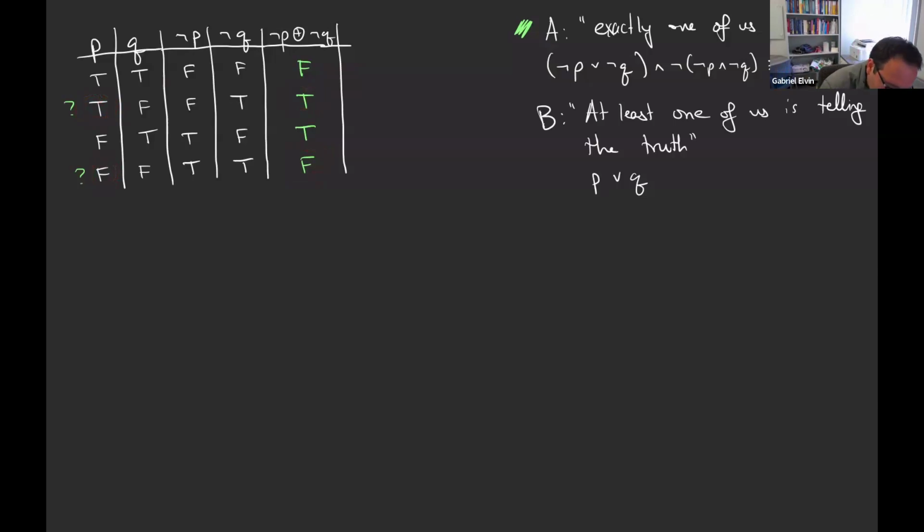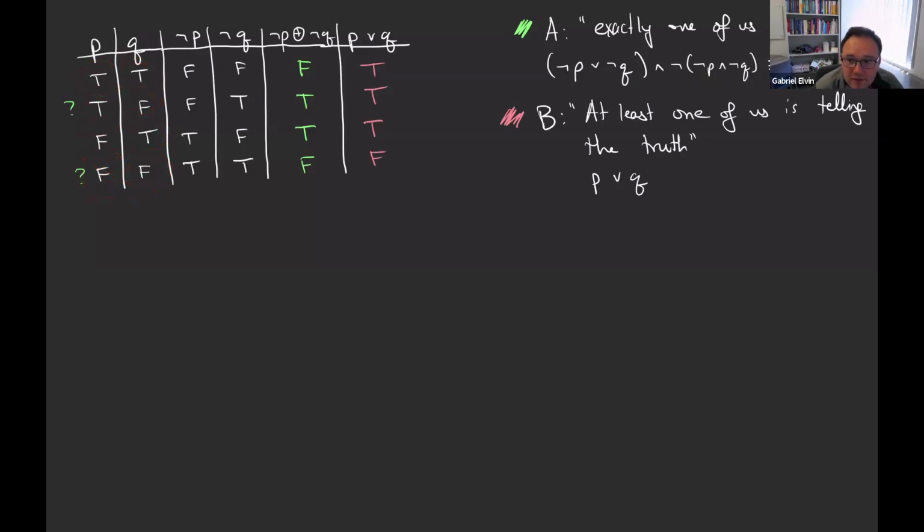So let's do B's statement, which is that at least one of us is telling the truth, or just in symbols, P or Q. And so we know that's true as long as one of them is true. So that's here, here, and here, right? Because we have at least one is true, at least one is true, at least one is true. And then here, no, right? Because not at least one is true. So that's false. Okay.